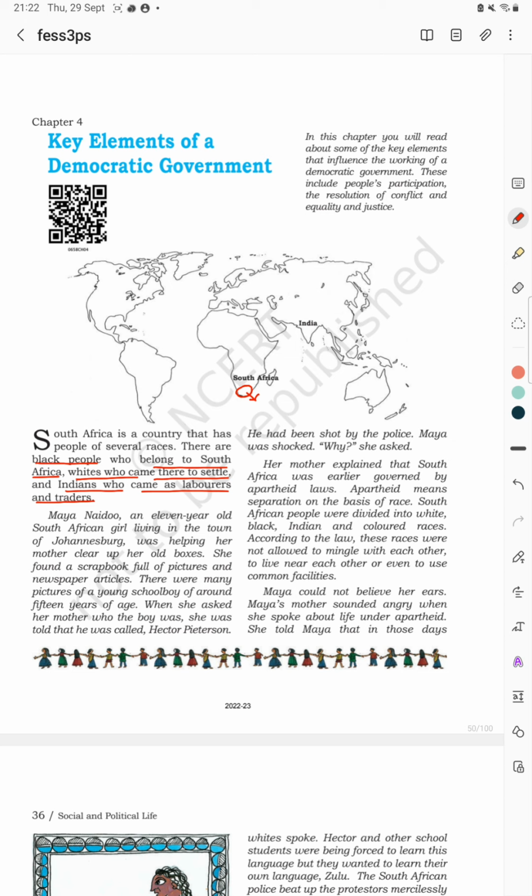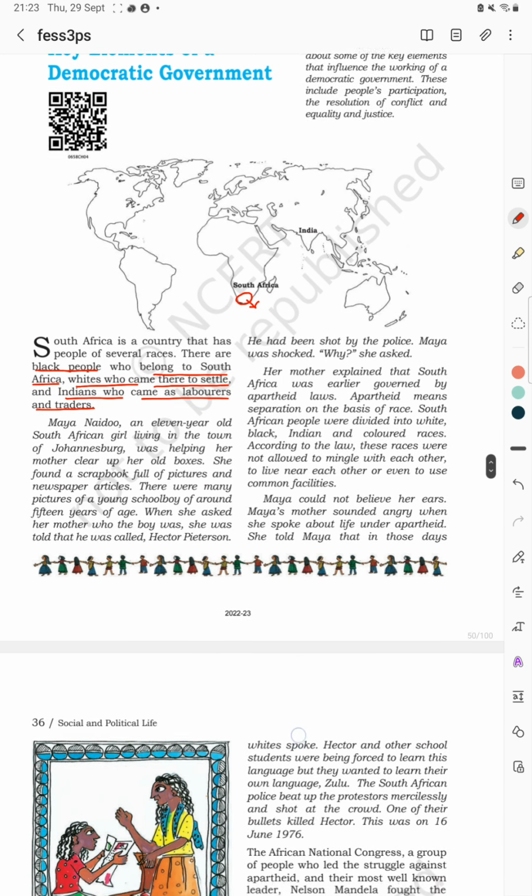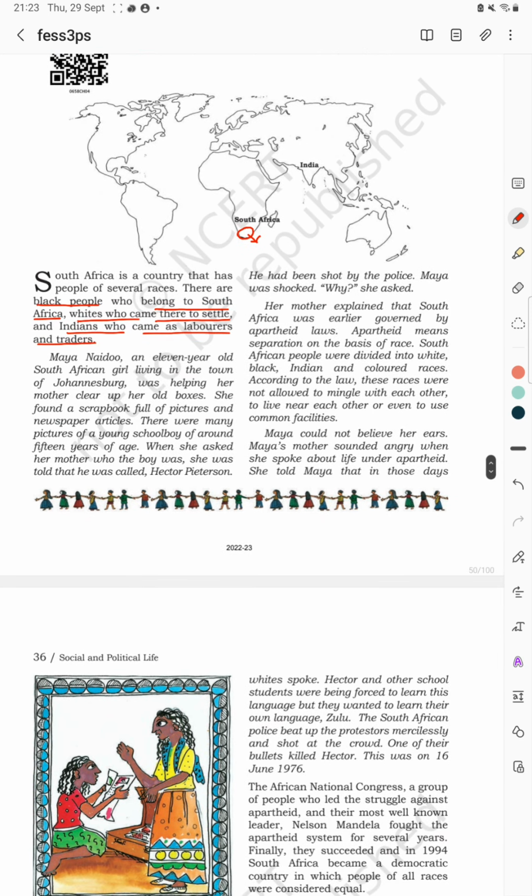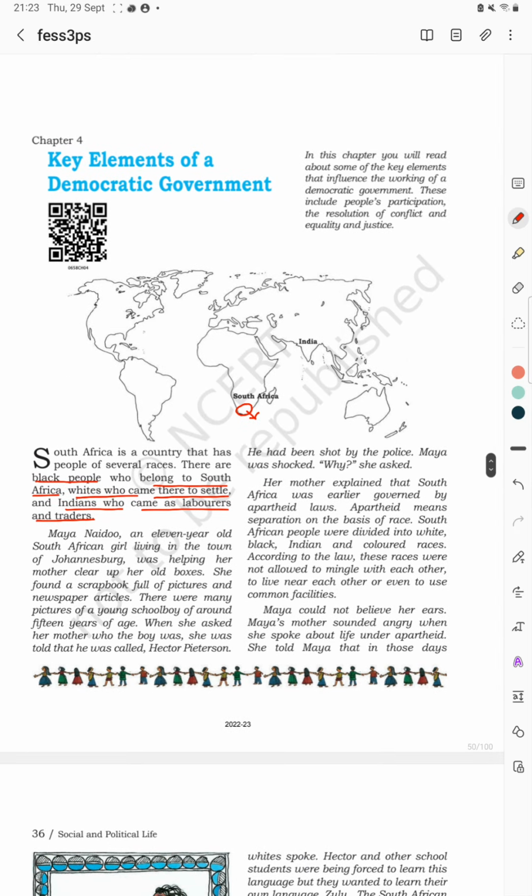So we'll just quickly read this story, or the conversation between Maya and her mother, and then we'll see what the life in South Africa was.